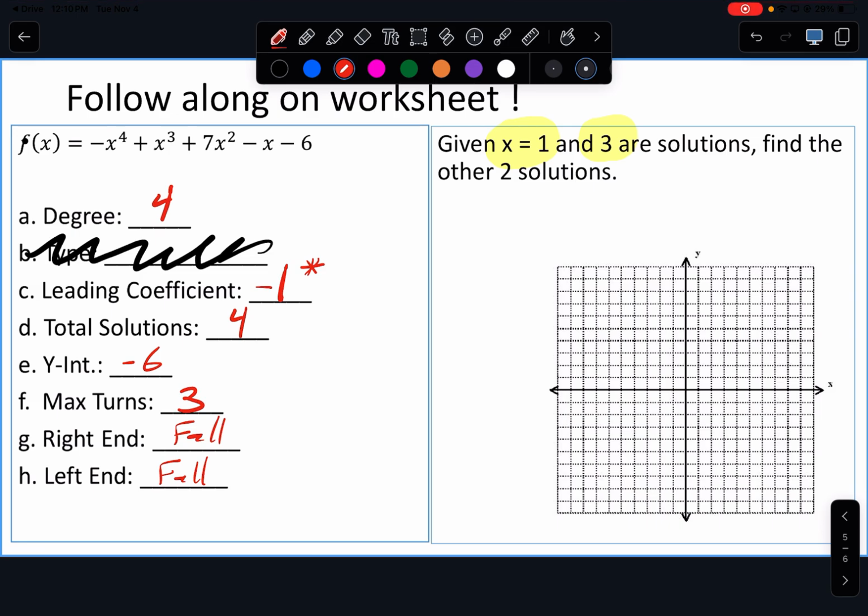Now we do our synthetic division, and we're going to have two levels of this, okay? So I'm going to create my bracket right here. Keep our colors going. And it's going to be -1, 1, 7, -1, -6, and we're going to put 1 on the outside.